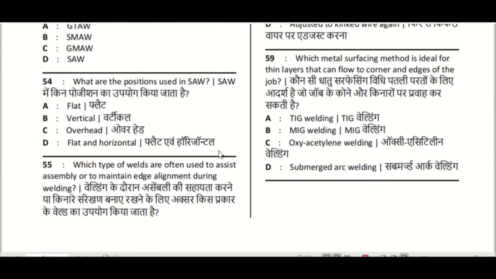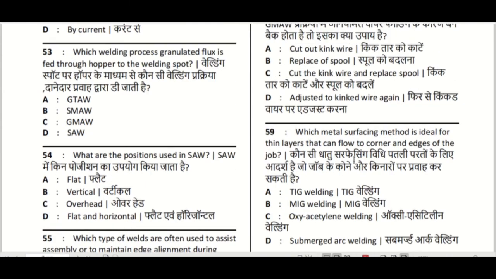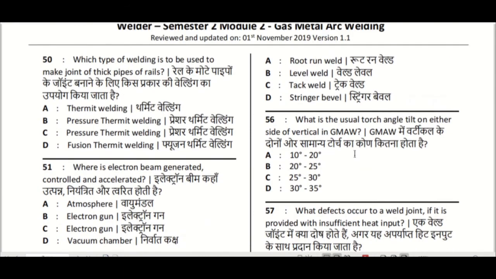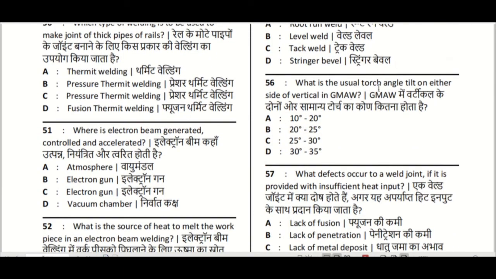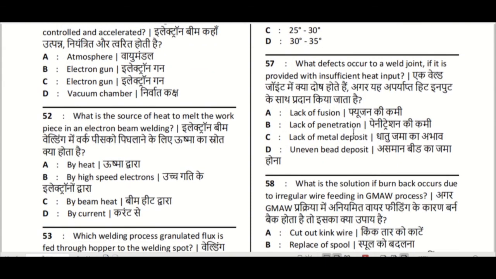Which type of weld is often used to assist assembly or to maintain edge alignment during welding? That is tack weld. What is the usual torch angle tilt on either side of vertical in gas metal arc welding? That is 10 degree to 20 degree.